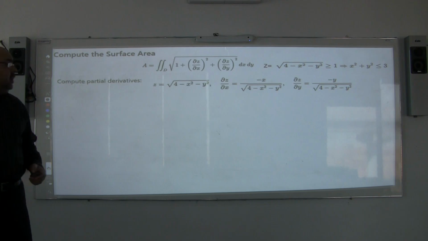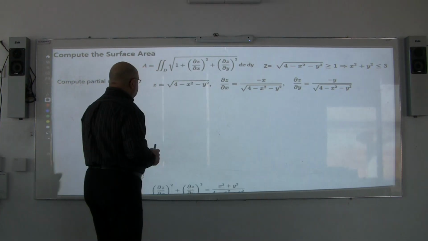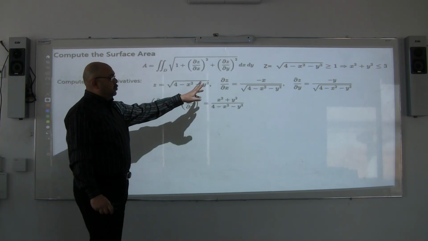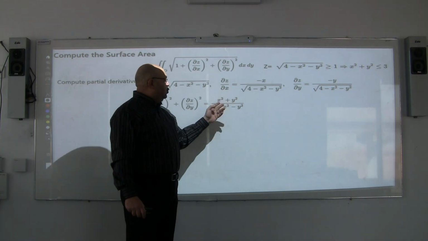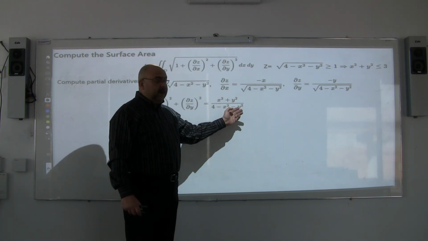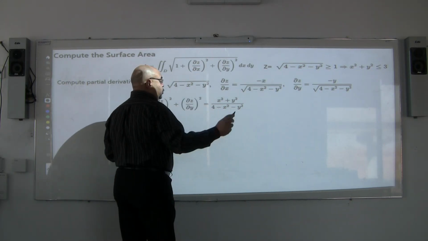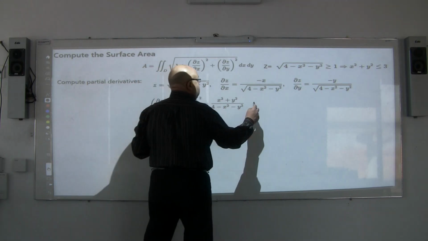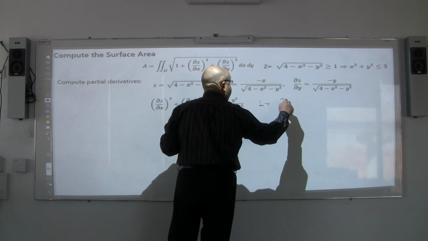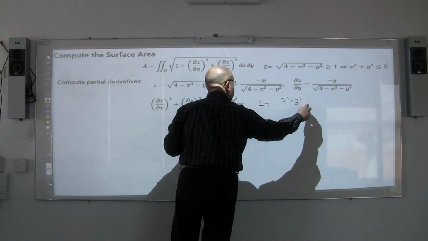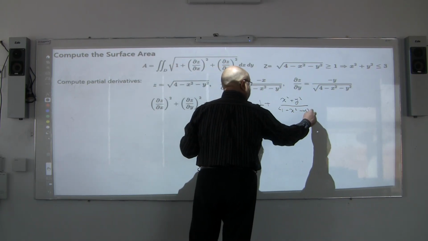Now I will have to take these two components and start substituting in the square root. So now once more, I will square both of them step by step. So you will come to x squared plus y squared divided by 4 minus x squared minus y squared. And once again, I will start making this substitution. Just in a second, I will need now to get 1 plus x squared plus y squared divided by the 4 minus x squared minus y squared.